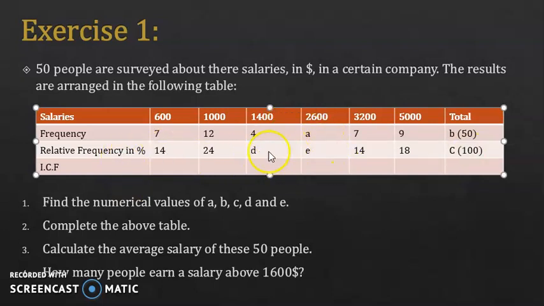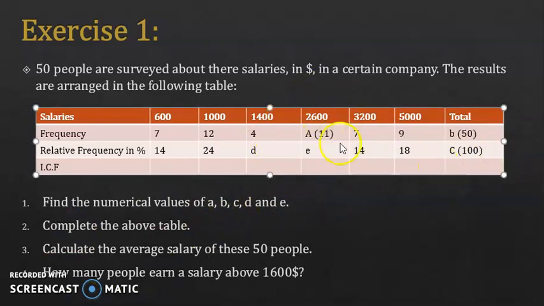Which one should you start with? We still can't do E because we don't have the frequency. Since the rule is the frequency over the total frequency times 100, let's look at A. Can we get A? We know that the total frequency is 50, and the total frequency is the sum of all the frequencies. So 7 plus 12 plus 4 plus A plus 7 plus 9 must give us 50. Now you can get A. You'll get that A is equal to 11 if you do the calculations.